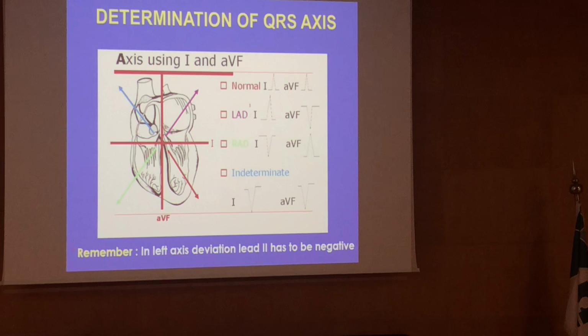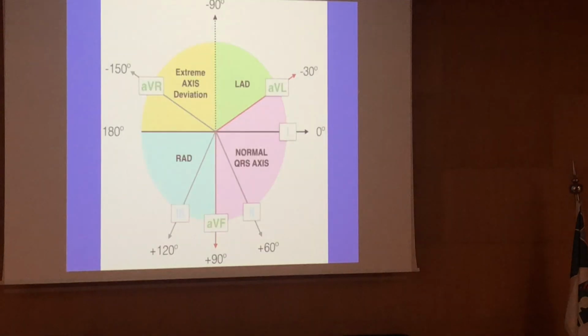Clear? If both are negative, we cannot tell where the axis is. Remember that quarter here, both negative. In this area, we call it undetermined axis. It could be extreme right or extreme left, we don't know.